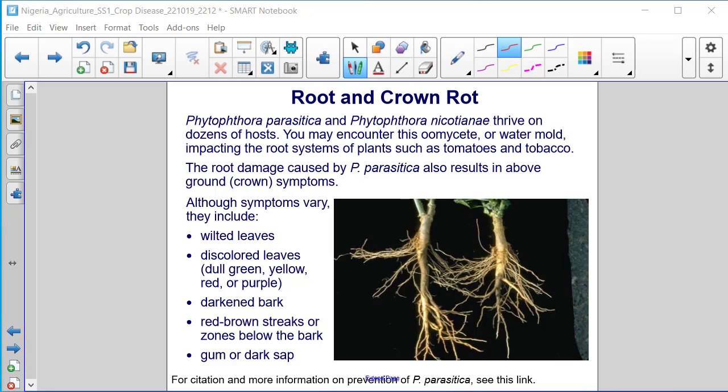Although symptoms vary, they include wilted leaves, discolored leaves like a dull green, yellow, red, or purple, darkened bark, red-brown streaks or zones below the bark, and gum or dark sap.